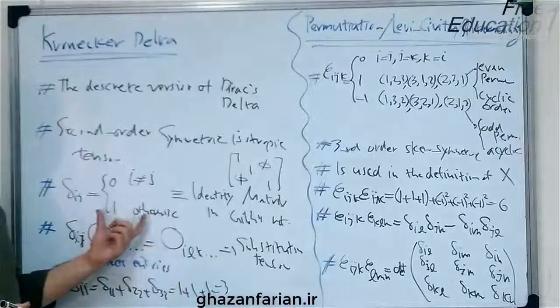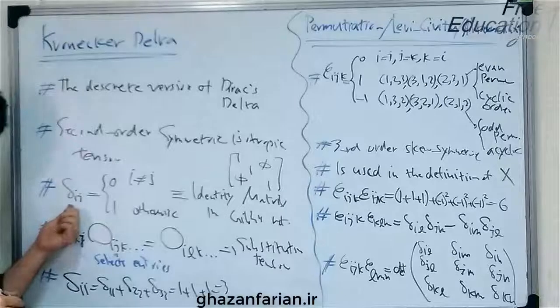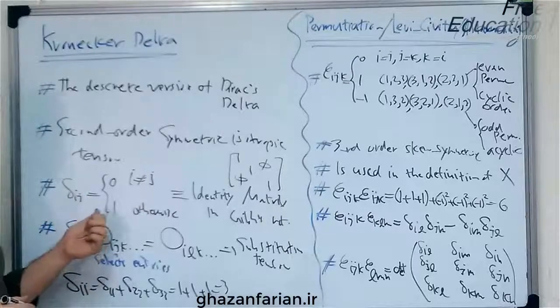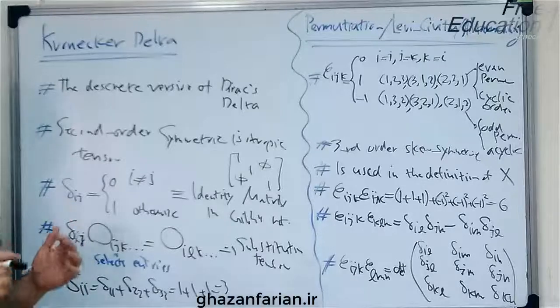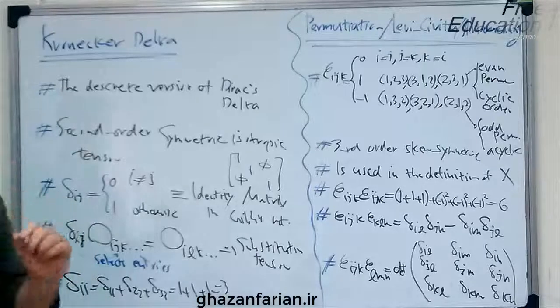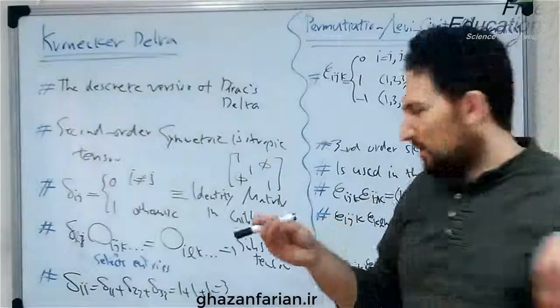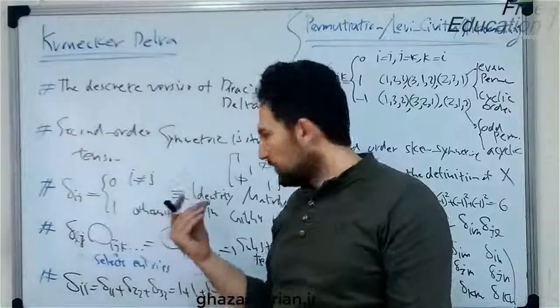So you see, when you interchange the indices, the result of the delta function is the same. It means that delta 1, 2 is 0, and again delta 2, 1 is 0. Delta 1, 1 is 1, and delta, again, 1, 1 is 1. So the Kronecker delta is a symmetric tensor.